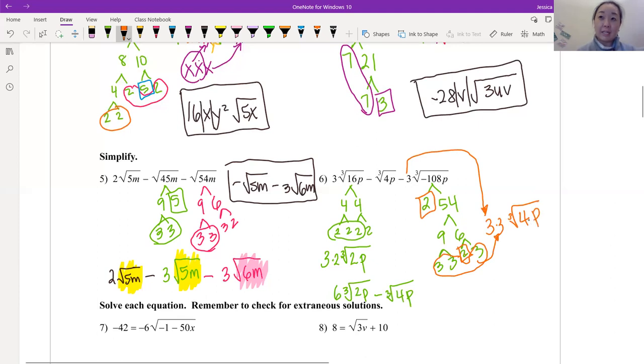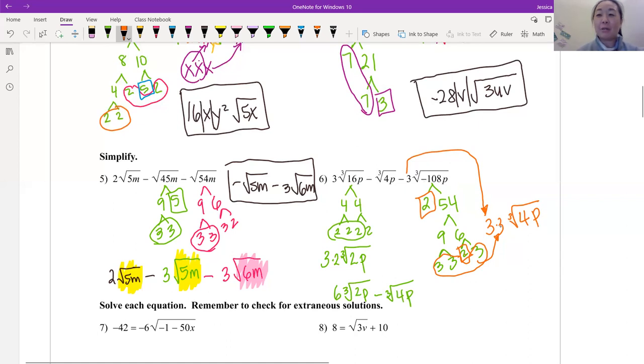Now I said we're going to deal with the negative. Now remember, if at all possible, take the negative out of the radical, because negatives inside radicals make us a little uncomfortable. It's actually just standard procedure. It's usually what mathematicians do.